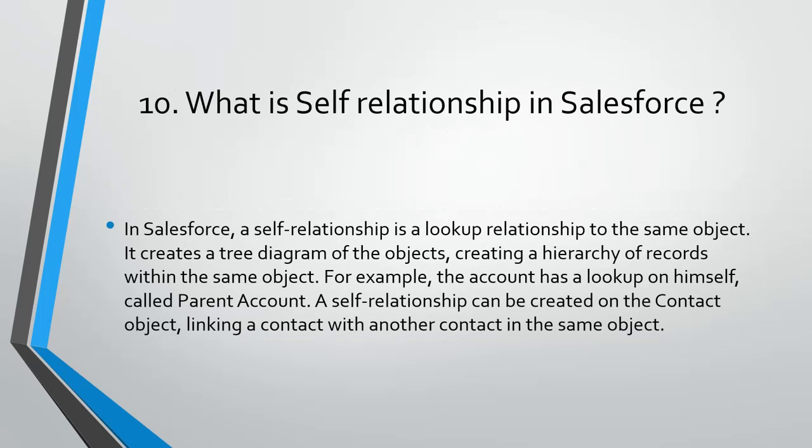Number 10. What is self relationship in Salesforce? In Salesforce, a self relationship is a lookup relationship to the same object. It creates a tree diagram of the object, creating a hierarchy of records within the same object. For example, the account has a lookup on itself called parent account. A self relationship can be created on the contact object, linking a contact with another contact in the same object.